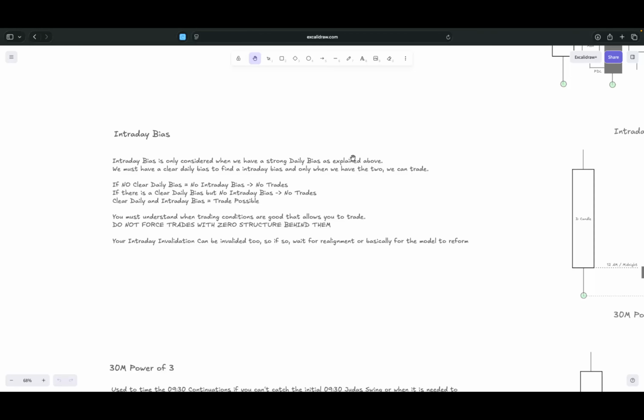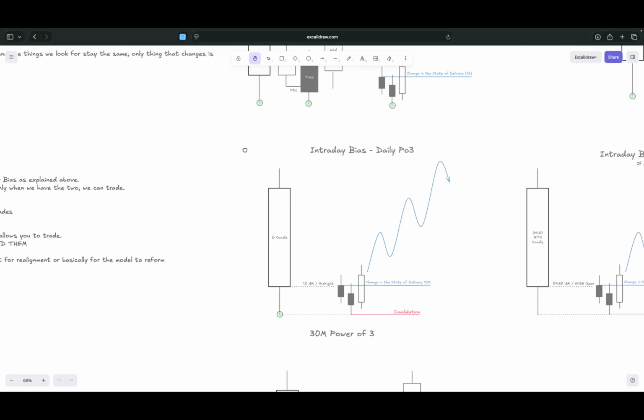As explained above, we need a clear daily and intraday bias for a trade, right? If you have a clear daily bias but no intraday bias, there's no trades, right? You need to understand when trading conditions are good, and that's when the higher time frame candles, the weekly and in this case the daily candle, are willing to expand, right? If the weekly candle is willing to expand but the daily isn't, then you know where it's going to go, but in the time frame that you're trading, the price is not going to go there, right? So that's why you need an intraday bias as well.